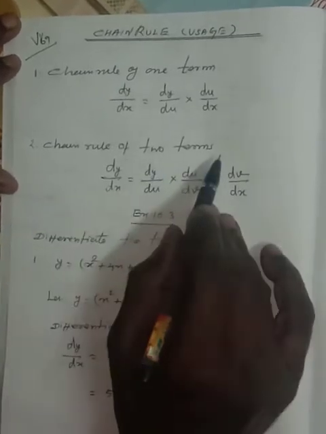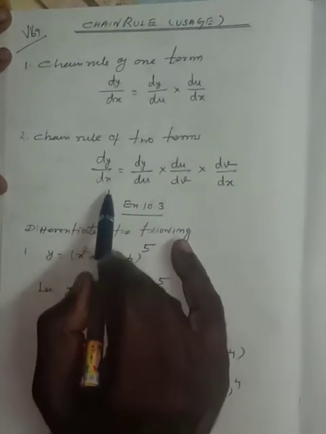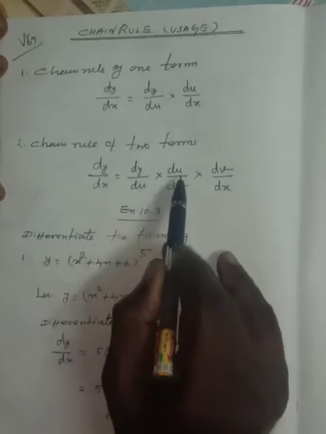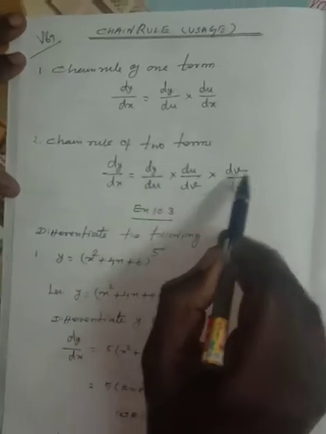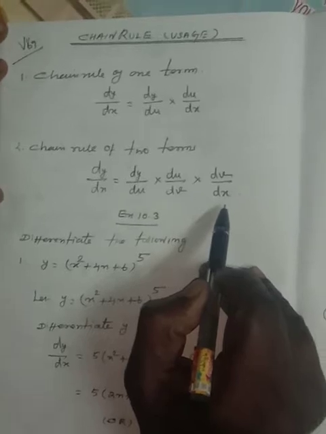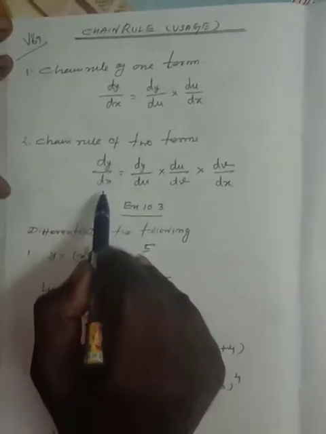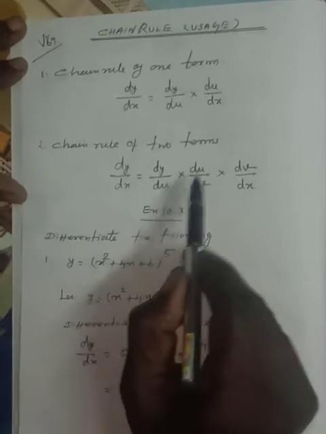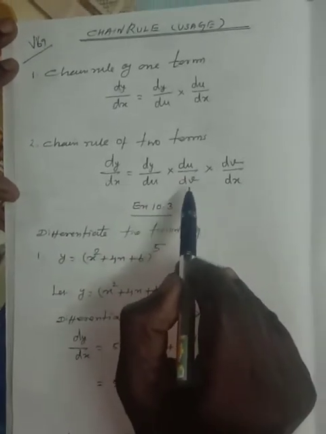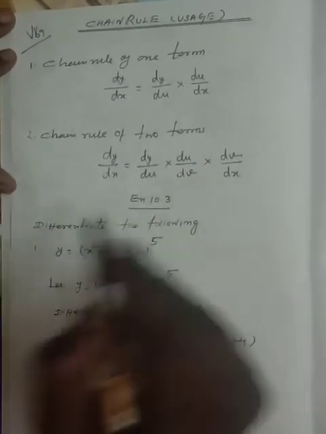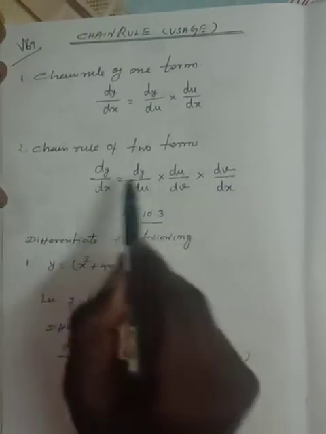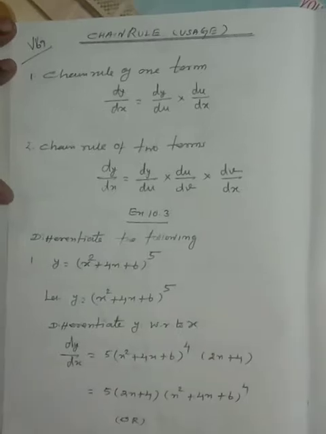Chain rule of two terms. dy by dx is equal to dy by du into du by dv into dv by dx. Now dv cancels, du cancels, and we get the original dy by dx.